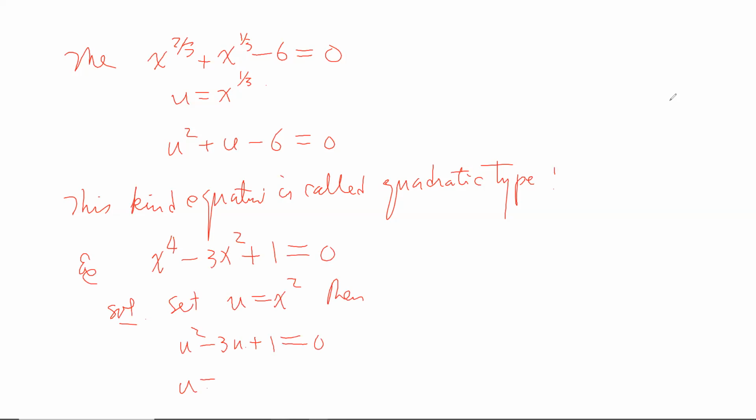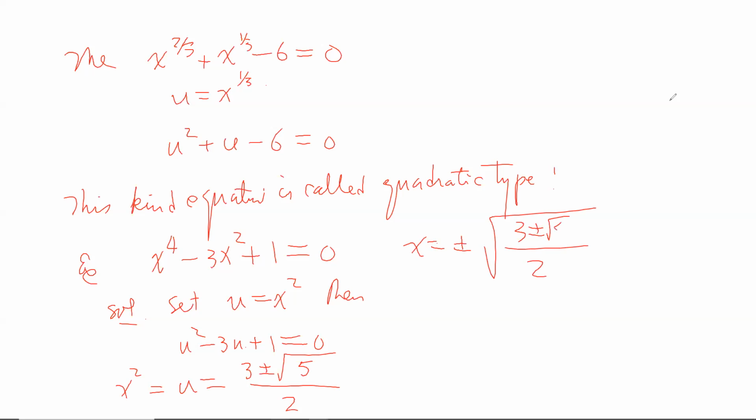And then you get u equal to 3 plus or minus square root of b squared minus c, which is 5. And then don't forget u equal to x squared. And therefore you get x equal to plus or minus, don't forget, when you take square root there's always a plus or minus, square root of half of 3 plus or minus root 5. Now, there are 4 solutions. In the book, it tells you these 4 solutions. But if you do math counts and you write your solution like this, it is a wrong solution.